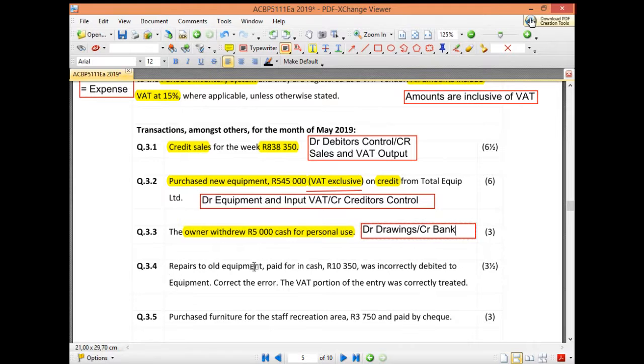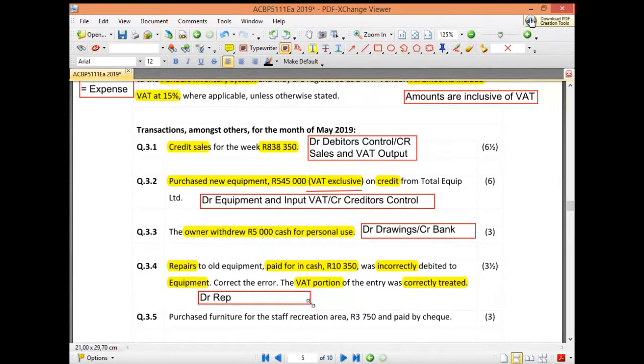Then we made repairs to all the equipment and paid for it in cash for 10,350. Okay, so we paid cash and it was incorrectly debited to equipment. So this was an error. Okay, so what they then tell you is the VAT portion was correctly treated. So where should it have gone initially? So initially we should have captured it to our repairs account, but then it was taken to our equipment account.